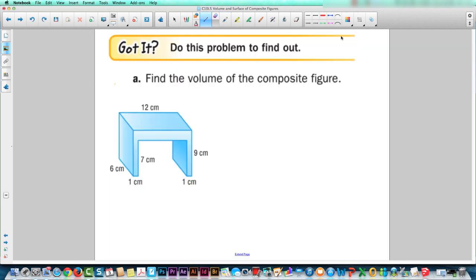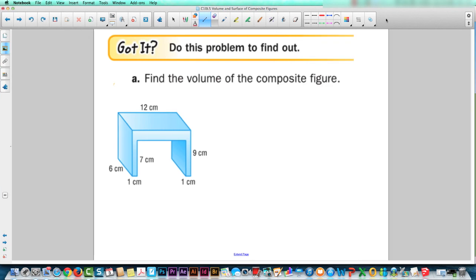Find the volume of the composite figure. Alright, I'm going to break this up into 3 pieces by making a slice here and here. And I'm going to find the volume of this piece, the volume of this piece, and the volume of this piece. I'll call the top one V1. And since it's a rectangular prism, it's uppercase B times H. Now I'm going to find the area of the base. Now I know that the base is 12 centimeters long that way. I don't know how long that edge is, but I can figure it out.